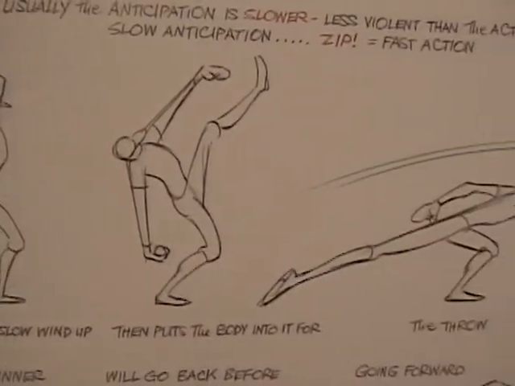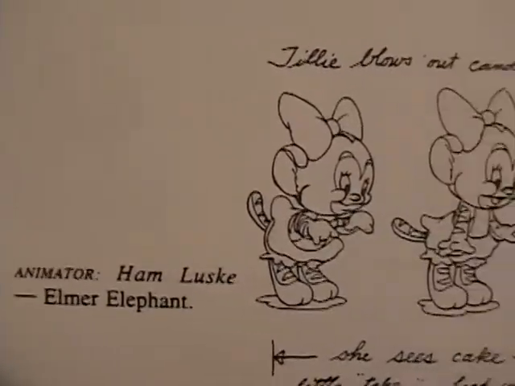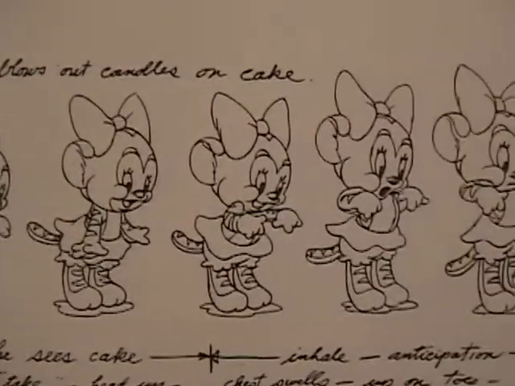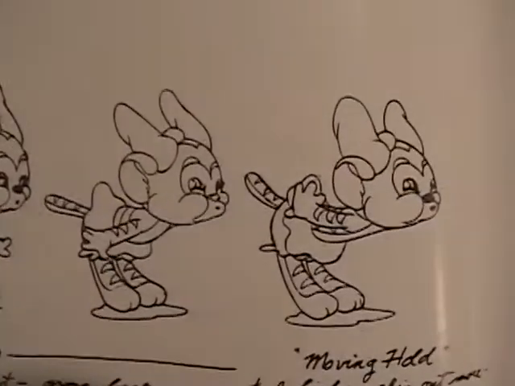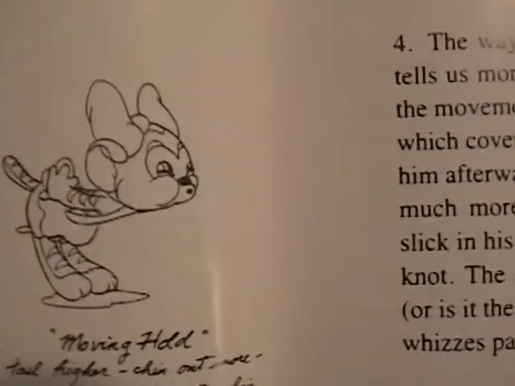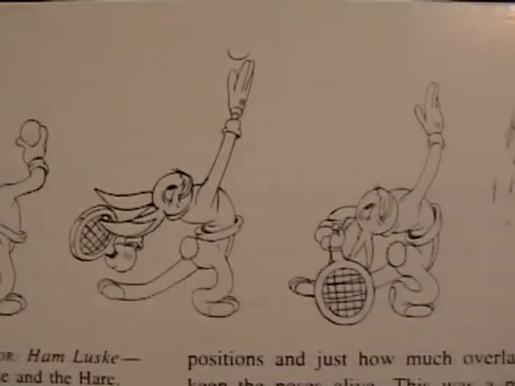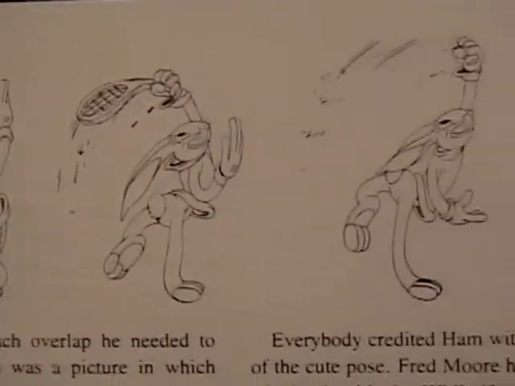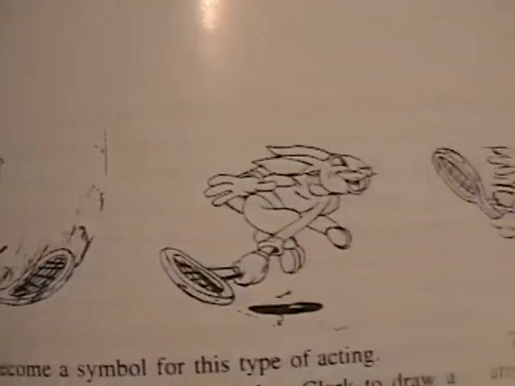Anticipation is a preparation for an action. Here, Tilly inhales to anticipate the action of exhaling, then holds the action, which is called a moving hold. And the hare pulls back the racket so he can get force to hit the ball.